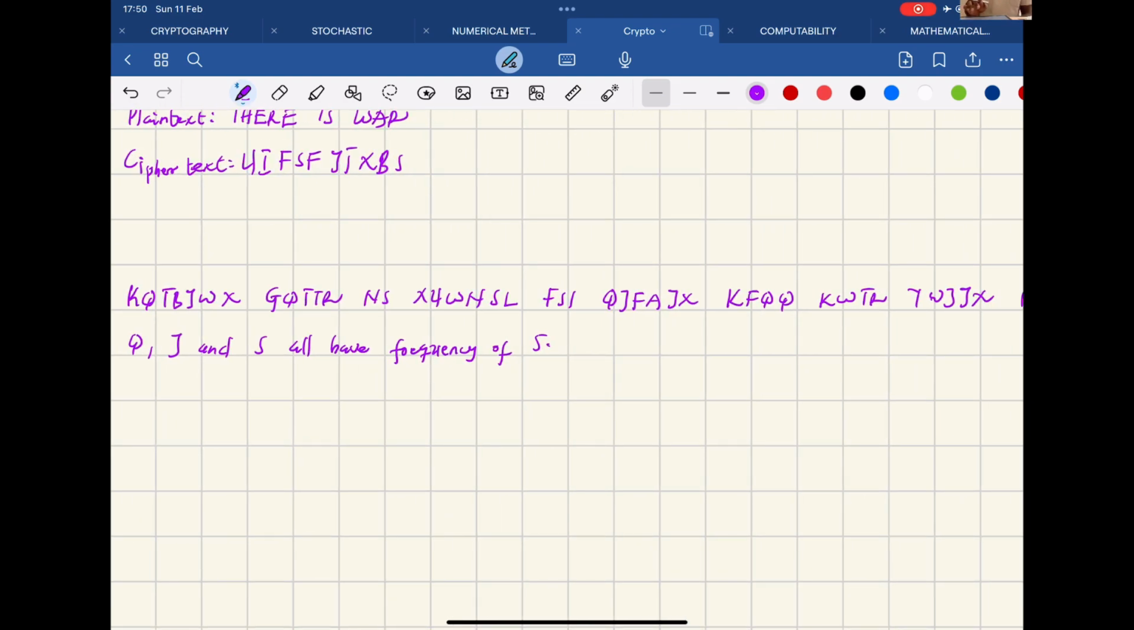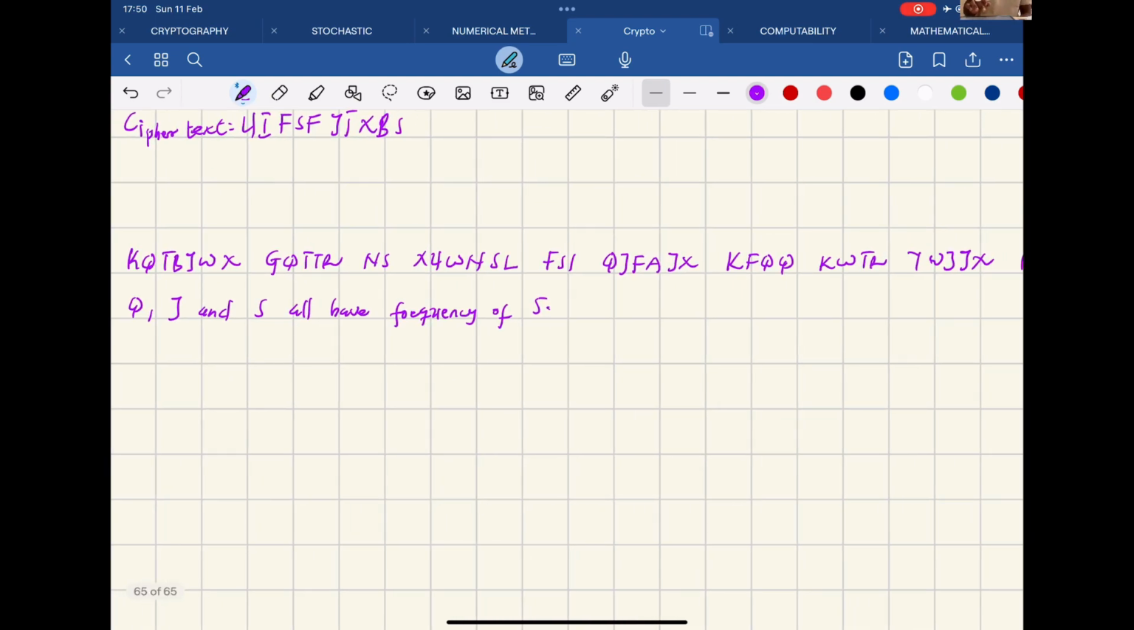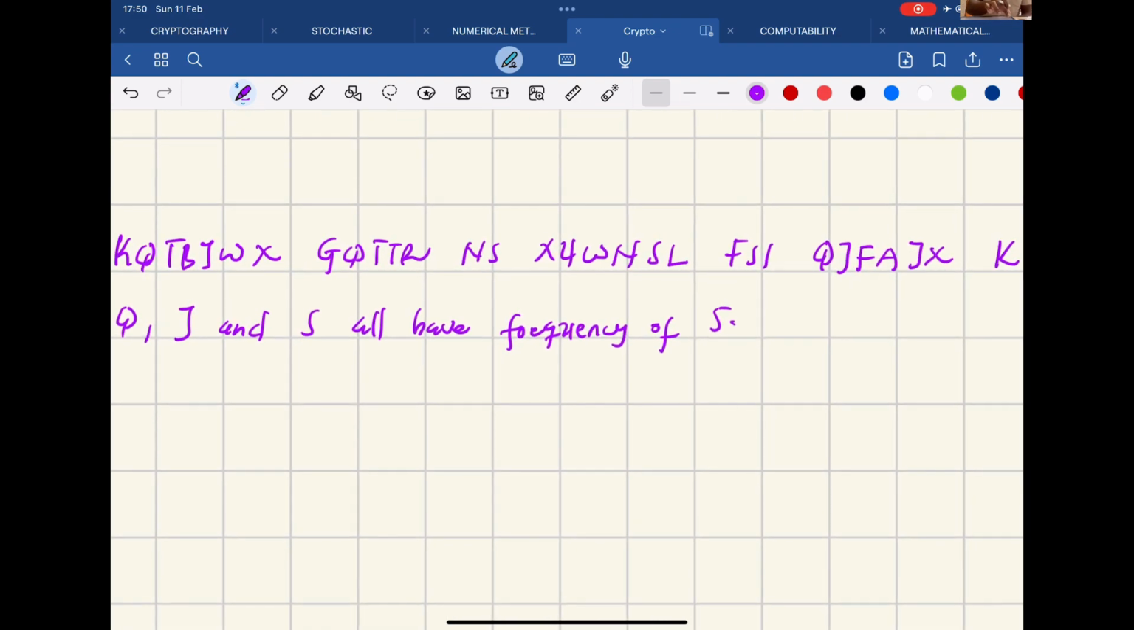Because they have frequencies of 5, it probably means one of them corresponds to the most frequent letter in the English alphabet, which is E. So if we want to see whether Q corresponds to E, this is what we have to do.